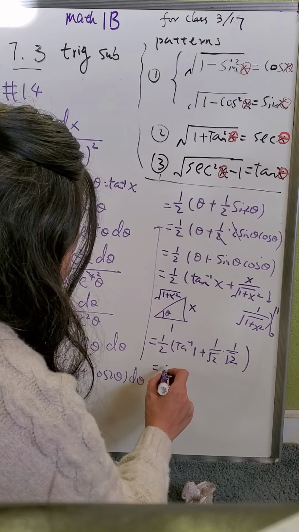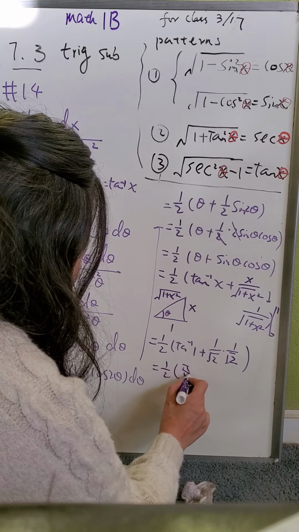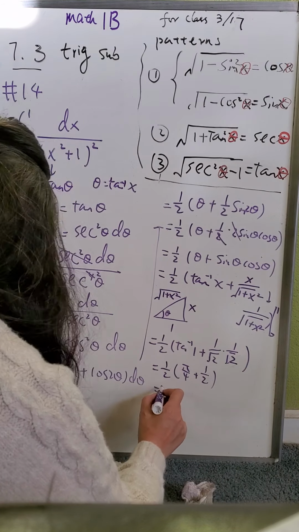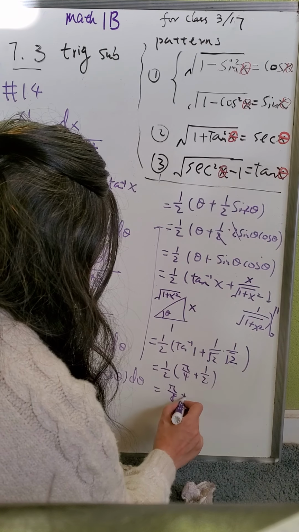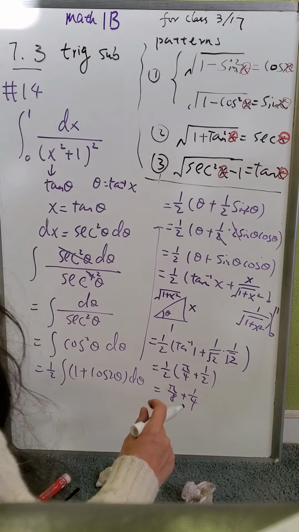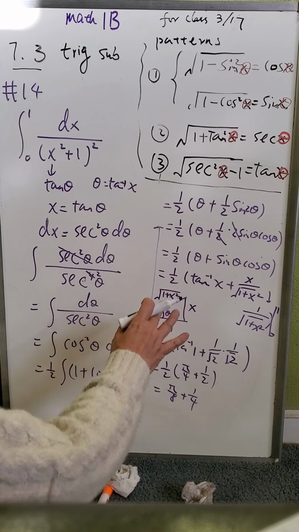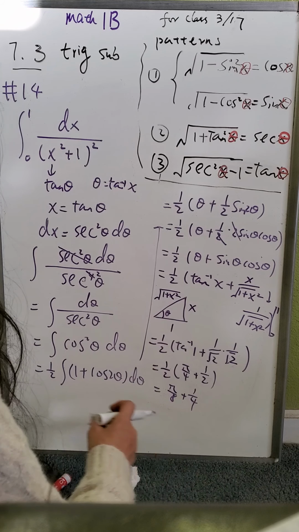So my answer is 1/2 tangent inverse 1, which is π/4, plus this multiplied by 1/2. So your answer becomes π/8 plus 1/4. Okay, so that's for number 14. And if you have any question, like I said, feel free to ask me, okay?